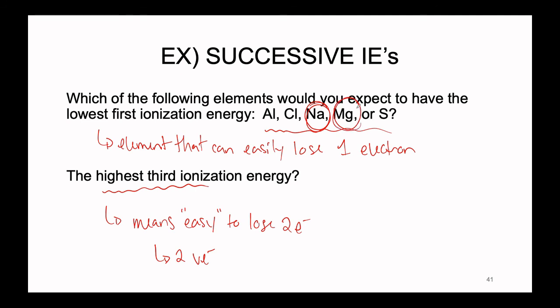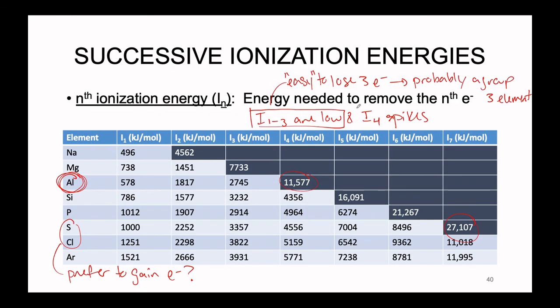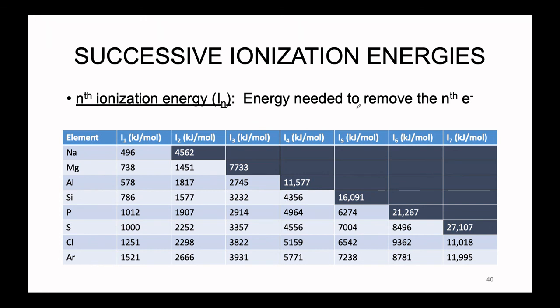All right, so let's take this information and go back to the previous table. And we'll clean it up a little bit. The element that has the lowest first ionization energy, so we're looking at this column, we can see is right here, right? It is sodium. This is exactly what we predicted.